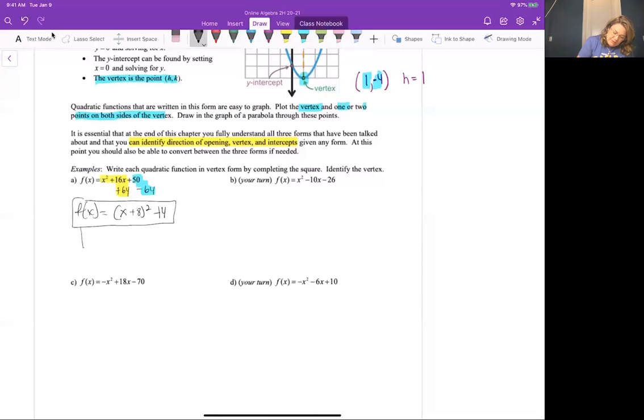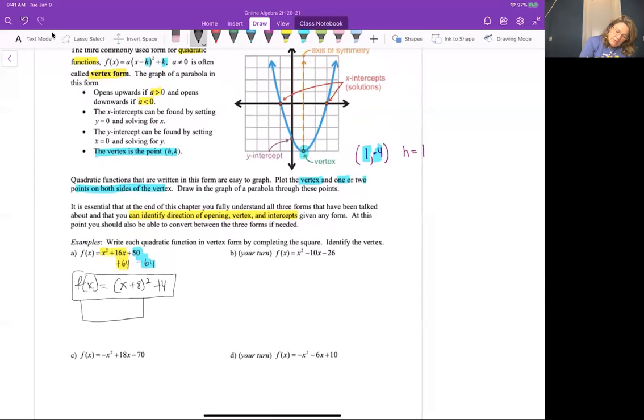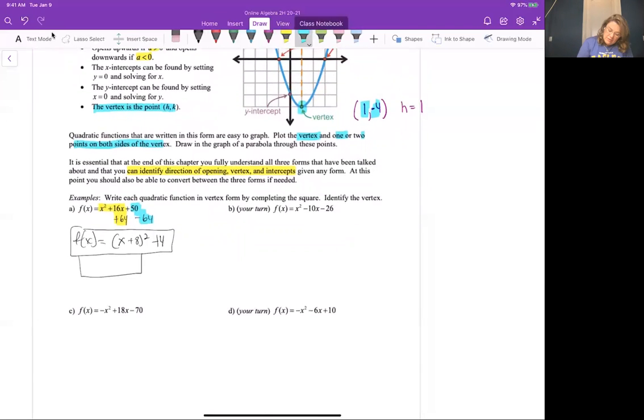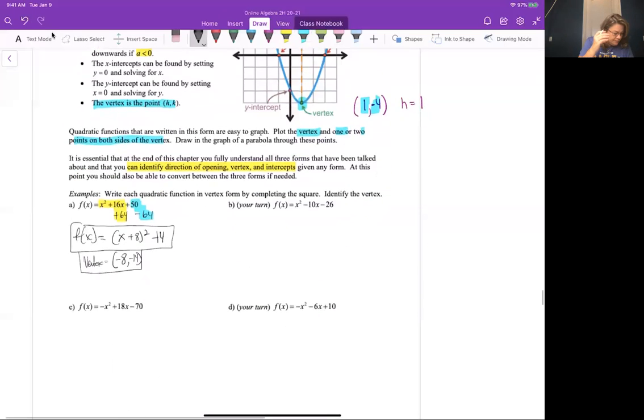Now be very careful. This is where I feel like we would get tripped up. Notice here that we have x minus h, and h is the x-coordinate. So if it's a positive, which it is currently, then the vertex is, the x value is -8, and the y value is -14. So be careful of that negative, okay? All right, why don't you try one yourself?